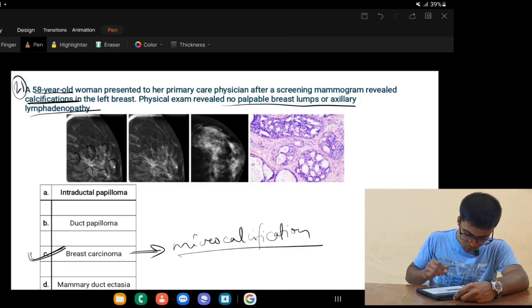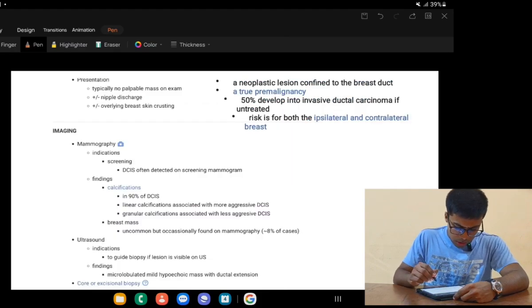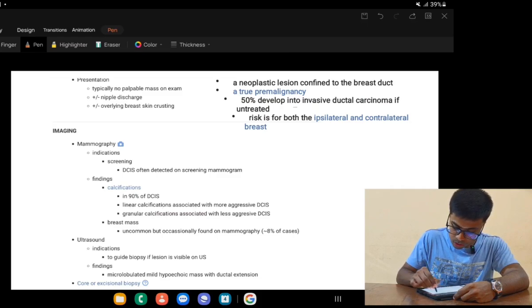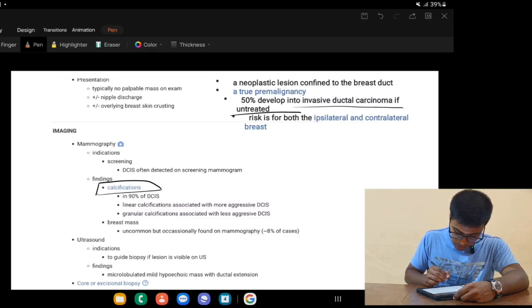So, short question. You can see the description here. That is mammography. DCIS is often detected. It is a pre-malignancy. Most of the time DCIS, that is 50% of invasive ductal carcinoma, if untreated. Calcifications, you will be seeing in DCIS.